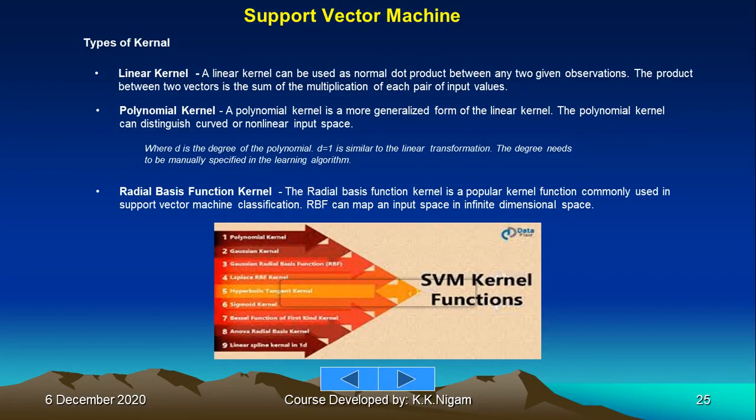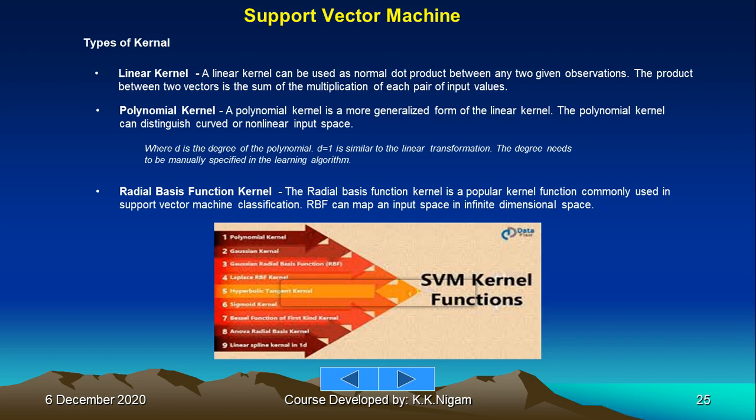Now types of kernel. Linear kernel: a linear kernel can be used as a normal dot product between any two given observations. The product between two vectors is the sum of the multiplication of each pair of input values. Then there is the polynomial kernel. A polynomial kernel is a more generalized form of the linear kernel. The polynomial kernel can distinguish curved or non-linear input space, where d is the degree of the polynomial, and d equal to 1 is similar to the linear transformation. The degree needs to be manually specified in the learning algorithm.